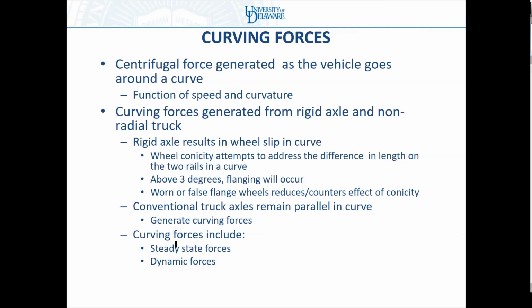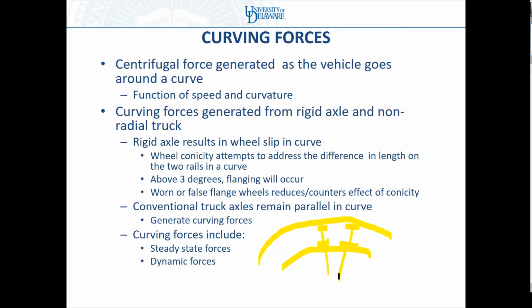Curving forces we've talked about before. You have both parallel and radial bogies. A lot of passenger vehicles make use of radial bogies, radial trucks, where the axles change their rotation to align with the radius of the curve, the instantaneous radius of the curve. That reduces your curving forces.